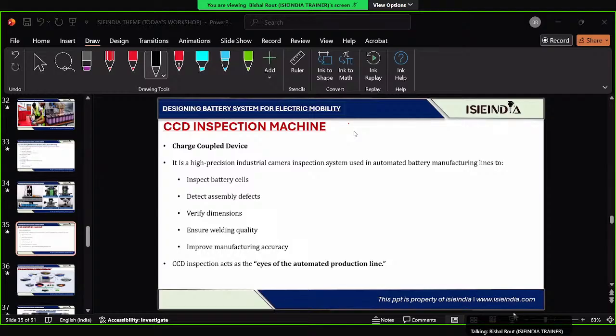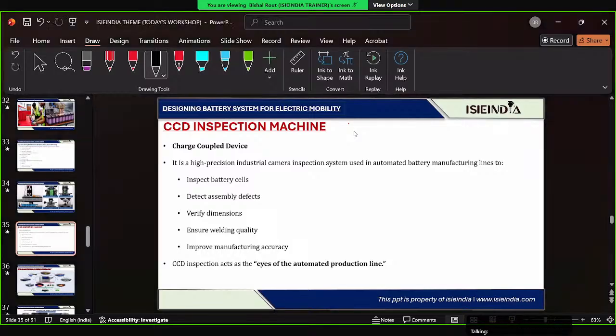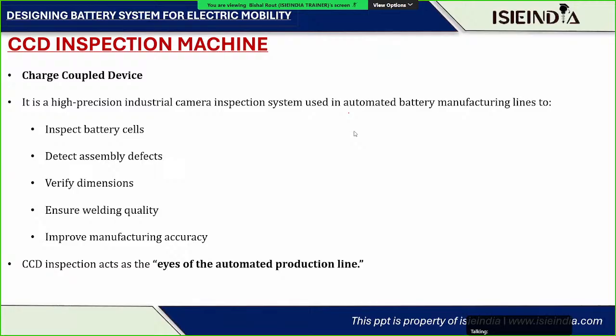Sorry guys, sorry for the interruptions. So if I'm talking about the CCD, CCD actually stands for charge coupled device, right? In battery manufacturing, a CCD inspection machine is a high precision industrial vision system that uses cameras, a lighting system, image processing software, and sometimes AI based algorithms to automatically inspect the battery cells and pack assembly quality.